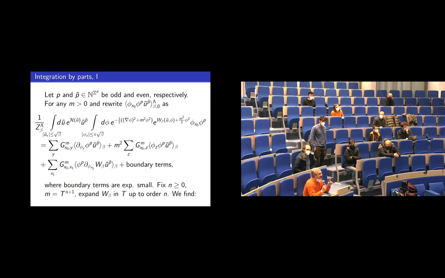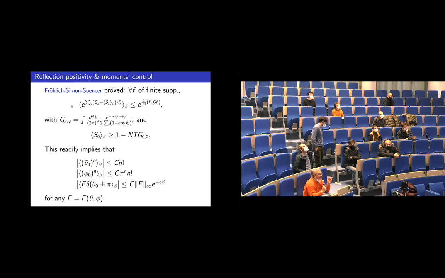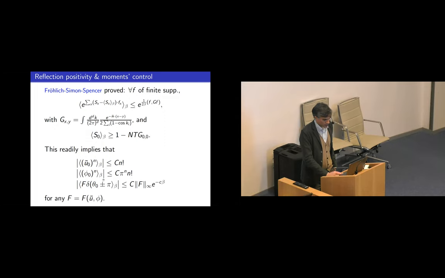So just a simple question. Your method works, you need the nearest neighbor interaction. Yes. Maybe you can point out where it enters this fact? So this is very important. This bound here, from which we get this a priori bound on the moments, which is crucial to control all the remainders, is valid only if the interaction is nearest neighbor.